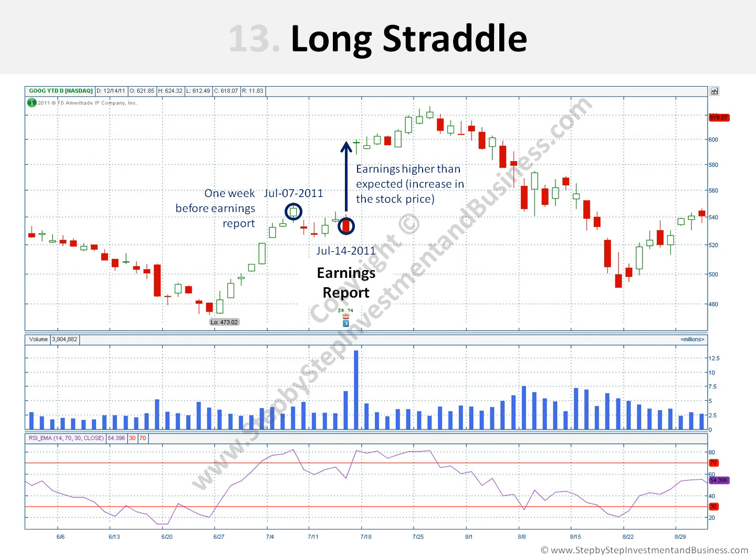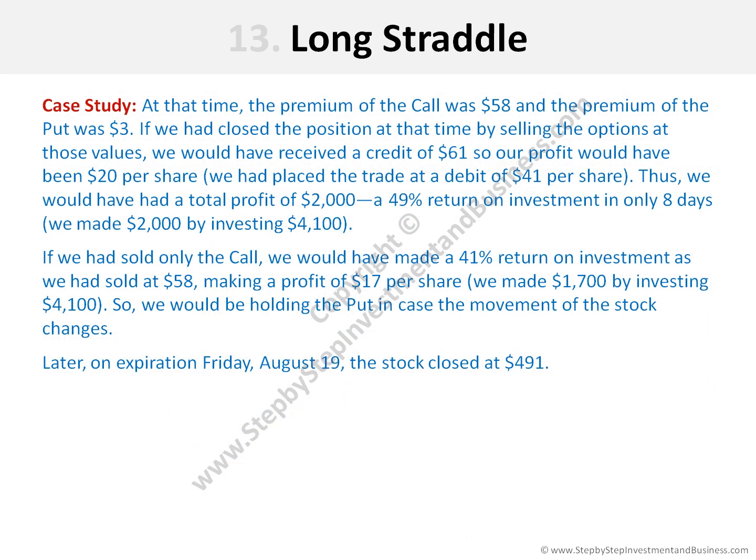We initiated the trade on July 7, and a few days later, after the market close on July 14, the company reported earnings. As the reported earnings were higher than expected, the stock opened the following day with a rise of 13%. At that time, the premium of the call was $58 and the premium of the put was $3. If we had closed the position at that time by selling the options at those values, we would have received a credit of $61, so our profit would have been $20 per share, because we had placed the trade at a debit of $41 per share.